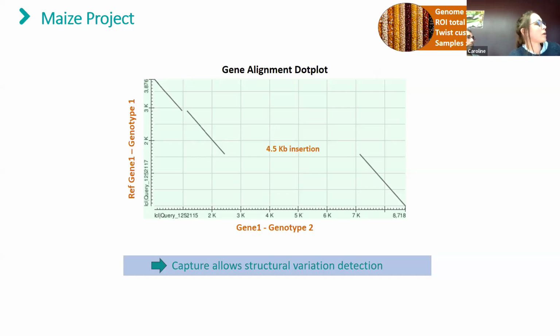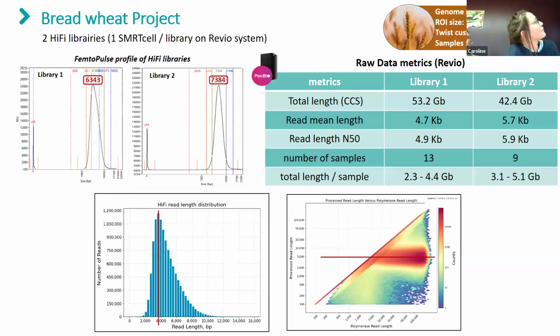So this example illustrates the power of combining target capture with long read sequencing, because we can have more than only assembly of the region of interest, and it allows structural variant detection.